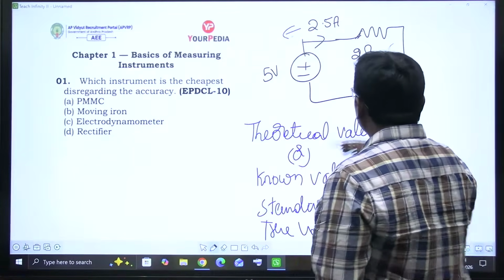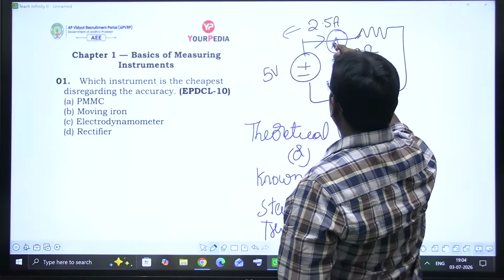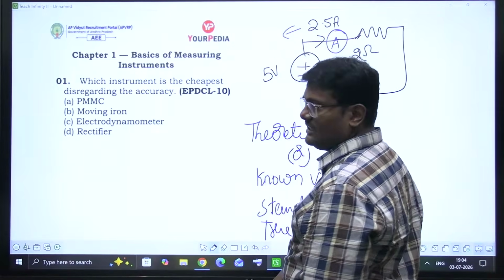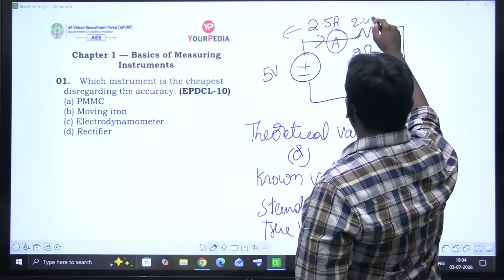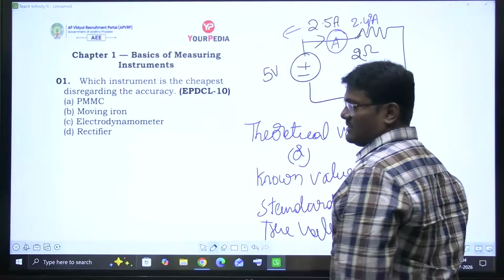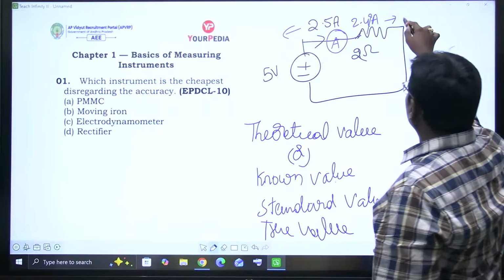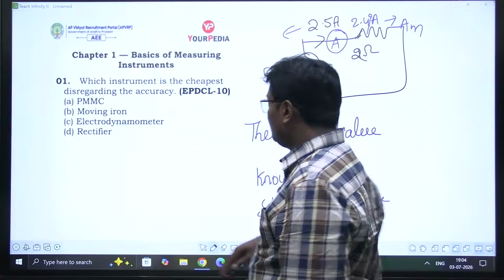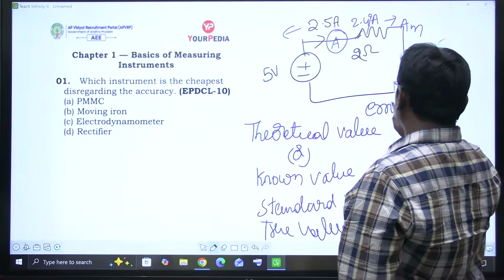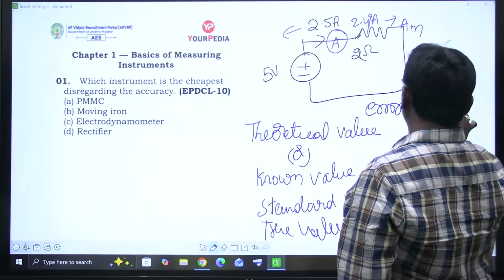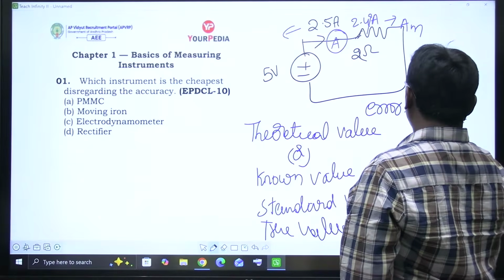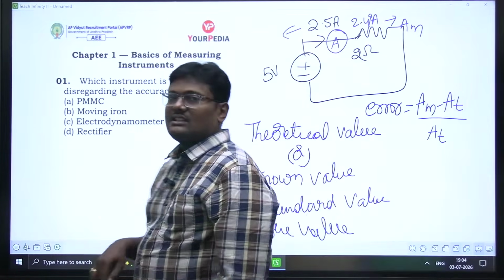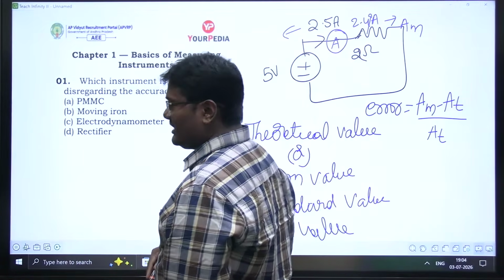Now here we can place the ammeter. This ammeter indicates, let us say, 2.4 amperes. This is called the measured value. So you can know the error: error is equal to measured value minus true value, divided by true value. That we can say is a static error.